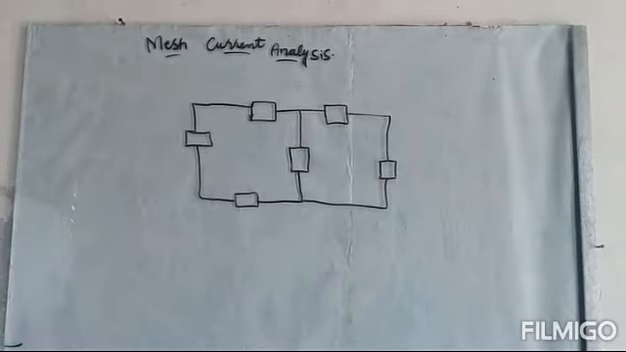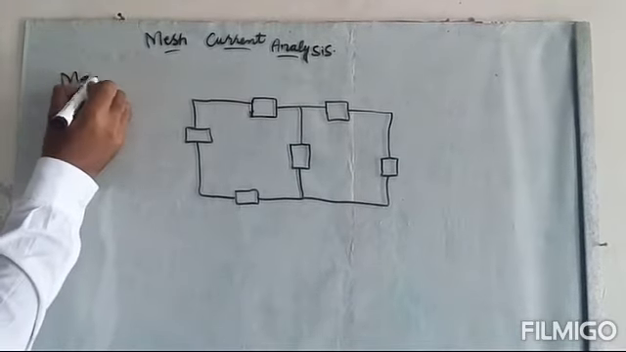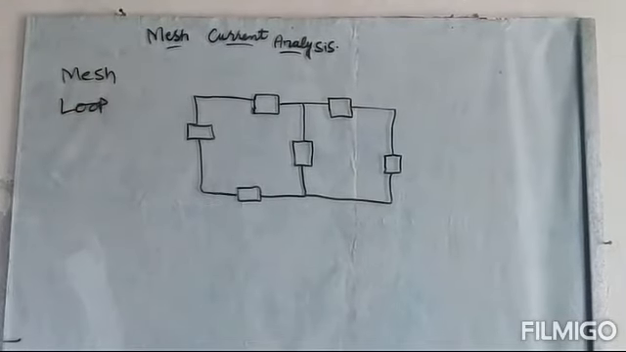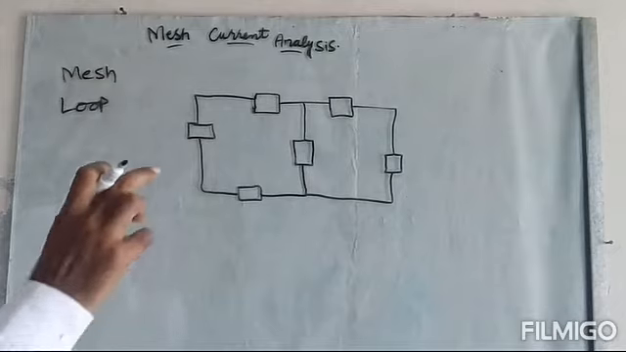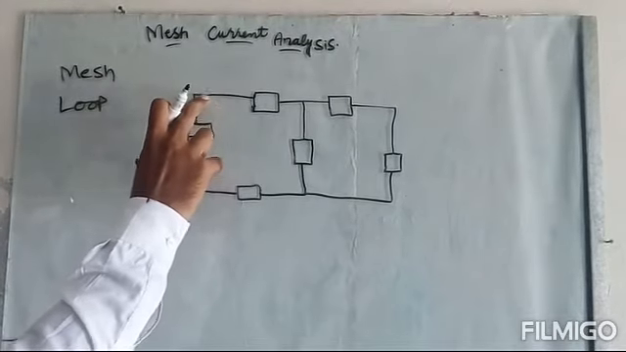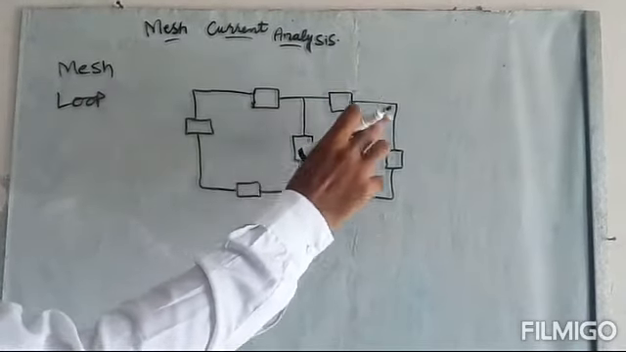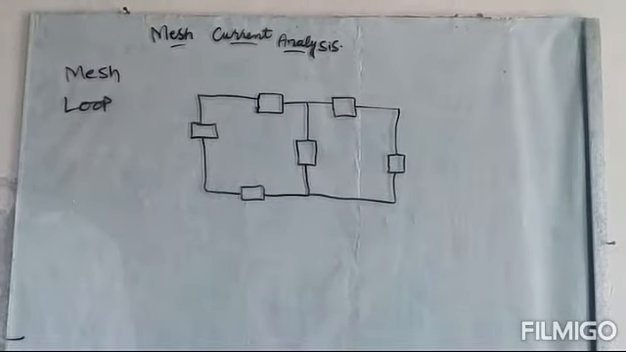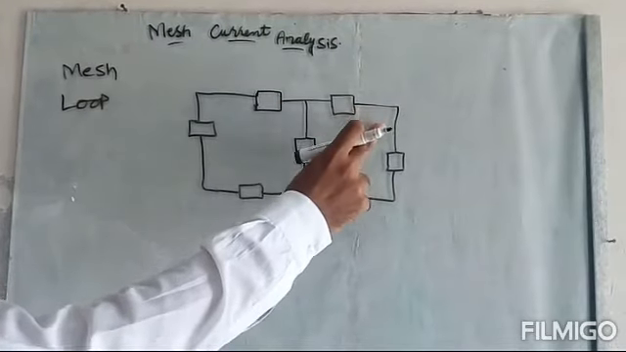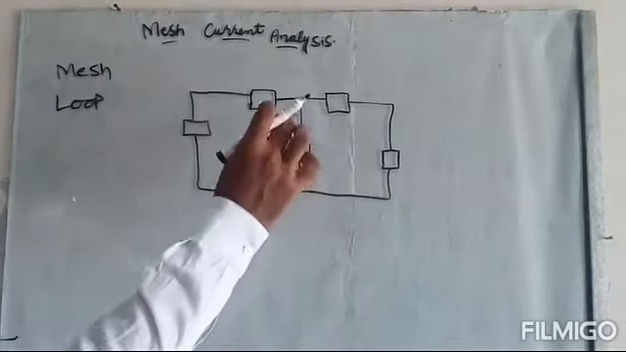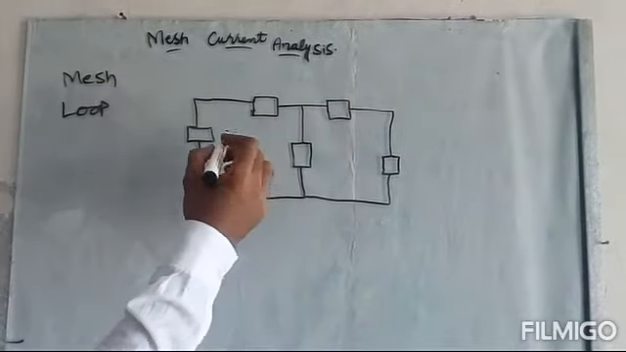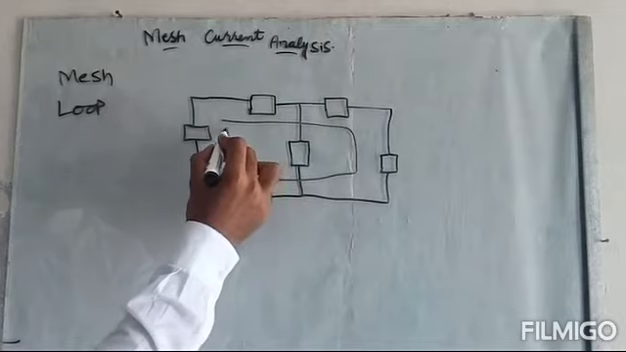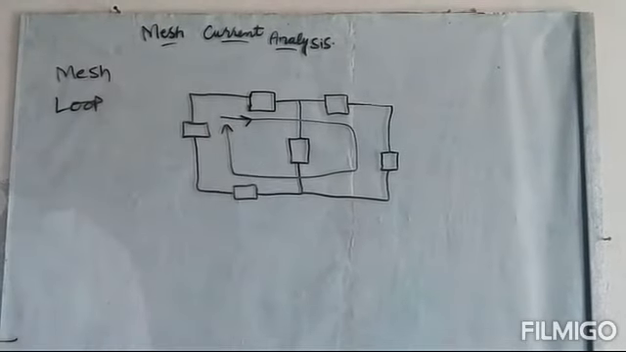First of all we will see what is the difference between a mesh and a loop. We have seen in the previous lecture what a loop is. A loop is formed if we traverse our circuit from one node to the other node in a certain direction. For example, we start from here and return to the same node from where we started, this will form a loop.